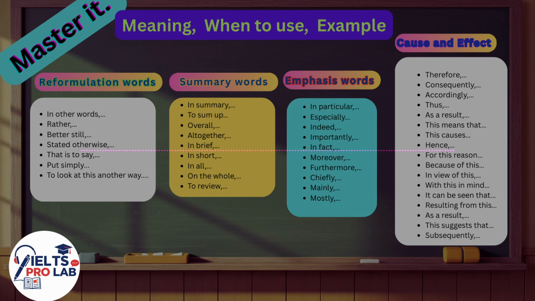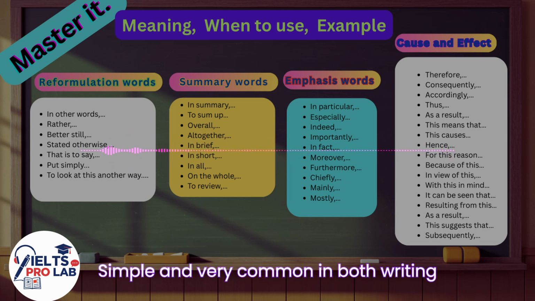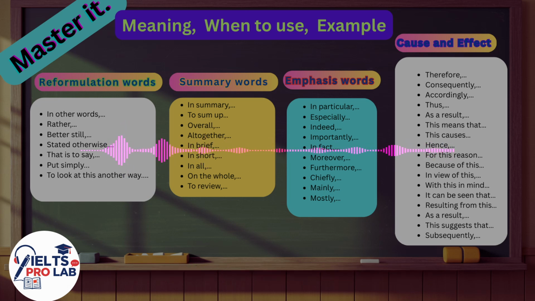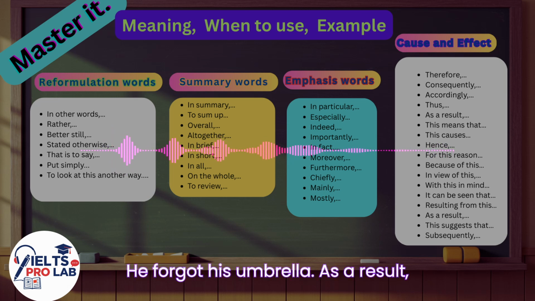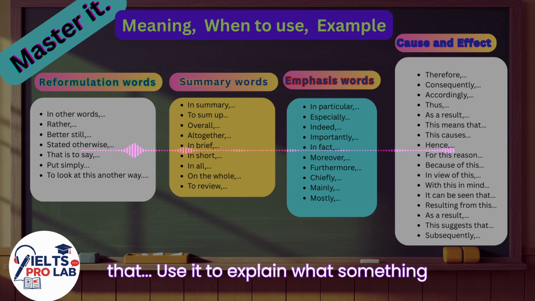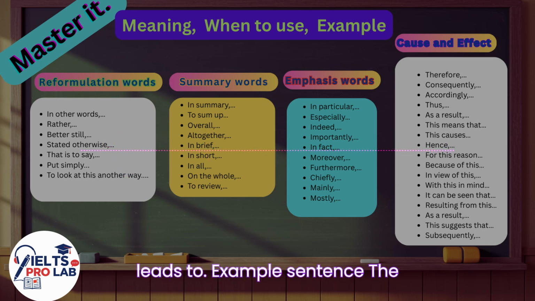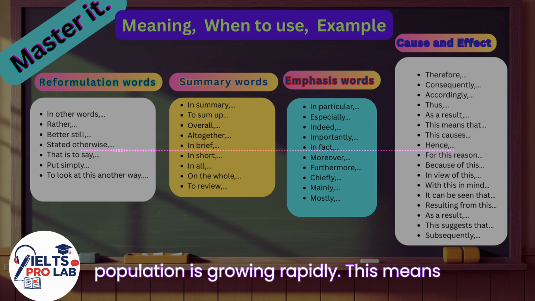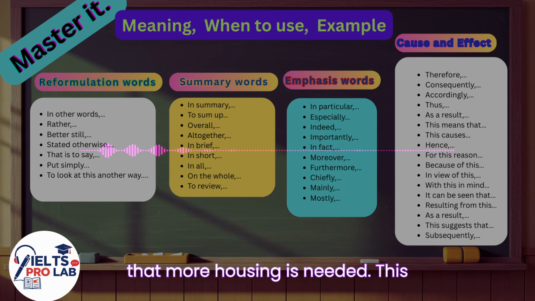As a result. Simple and very common in both writing and speaking. Example sentence. He forgot his umbrella. As a result, he got soaked in the rain. This means that. Use it to explain what something leads to. Example sentence. The population is growing rapidly. This means that more housing is needed.